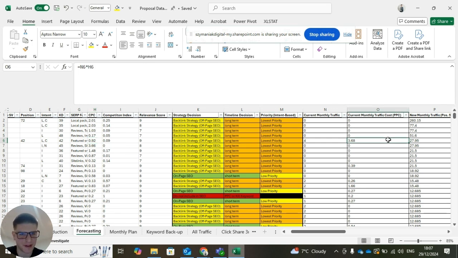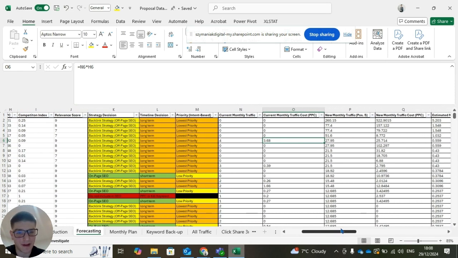And if we take a look at the current monthly traffic, what we're doing here is multiplying the cost per click by the current monthly traffic. So it costs them now nearly £4 from a Google Ads perspective. It's just a quick calculation of what the value of SEO is.